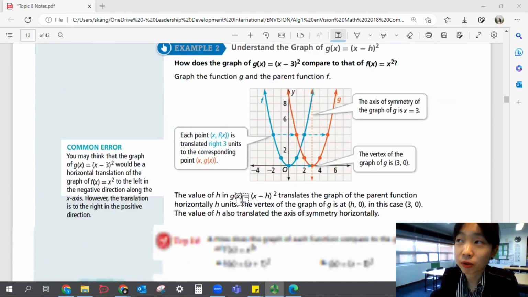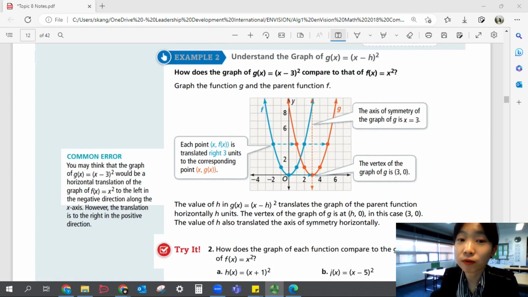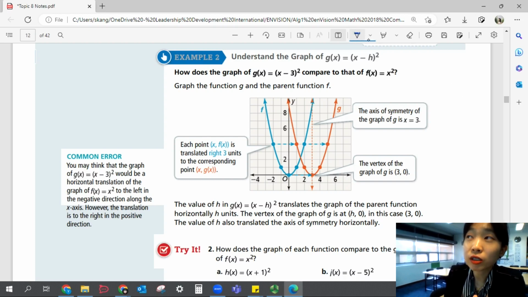Let's look at example 2. Understand the graph of g of x equals parentheses x minus h squared. How does the graph of g of x equals parentheses, very important, x minus 3 squared compare to that of the parent function x squared? So notice, compared to the parent function, what's the difference?